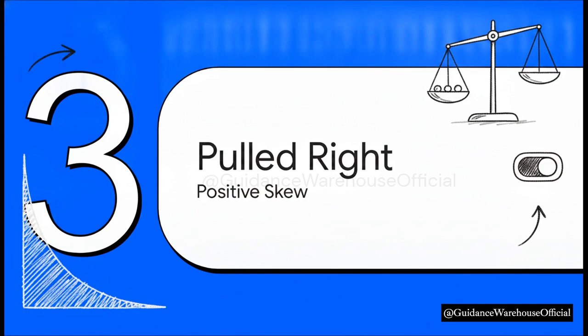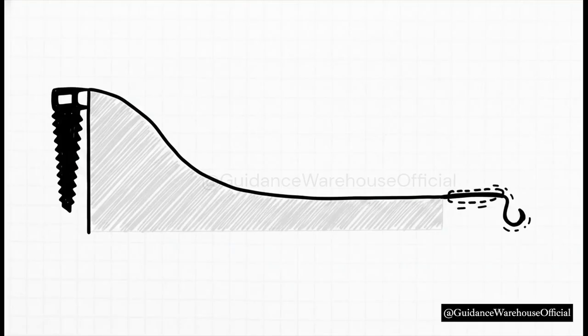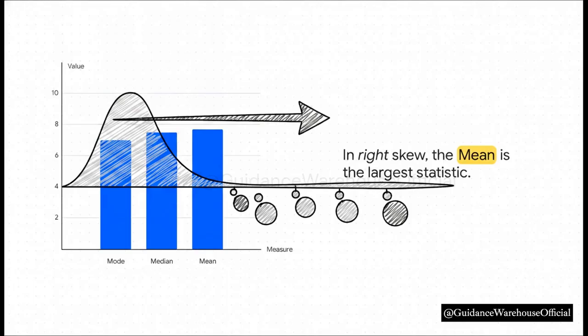Section 3. Pulled right. Positive skew. Let's completely flip the script. This time, the left side looks chopped off and the data stretches out into a long tail on the right. This is what we call skewed to the right, or a positive skew. And just look at how the numbers respond this time. The mode is still hanging out at the highest peak at 7. But now, the mean is the largest of the three at 7.7, with the median caught in the middle at 7.5. That long right tail is literally lifting the average up.